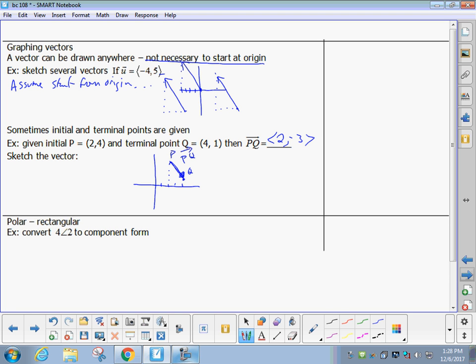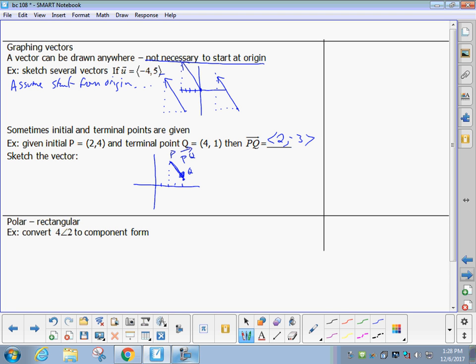What would Q in the direction of P be? Or QP, vector QP? It'd be from 4 to 2, so that's -2, and from 1 up to 4, +3.